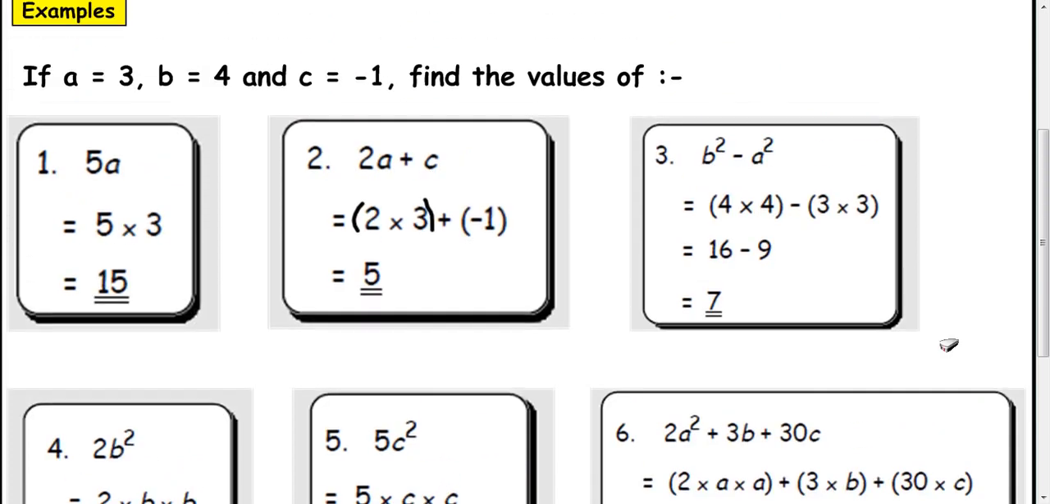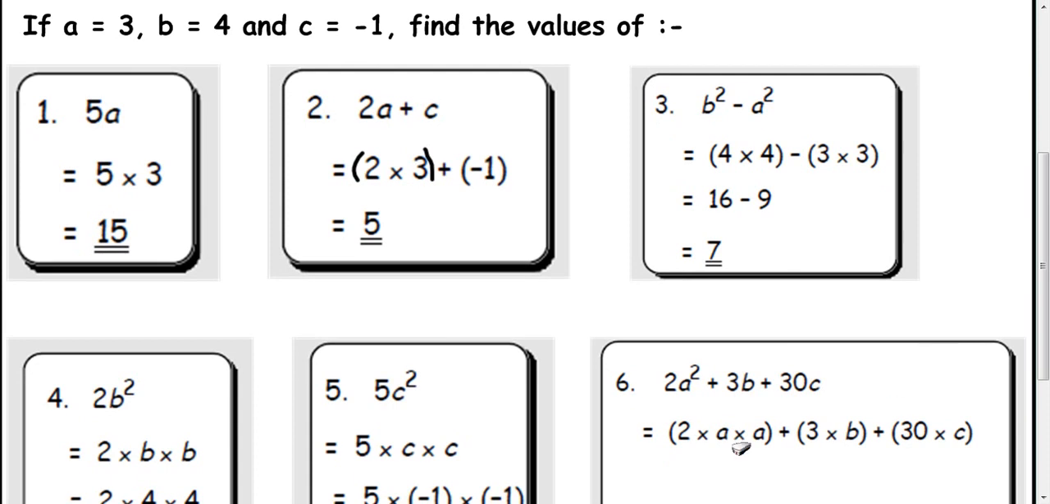So I'm going to go back up and look. A was 3, and b was 4, and c is -1. So fill the numbers in. So 2 times 3 times 3, just take it slowly, 2 times 3 times 3, add on 3 times 4, add on 30 times -1.